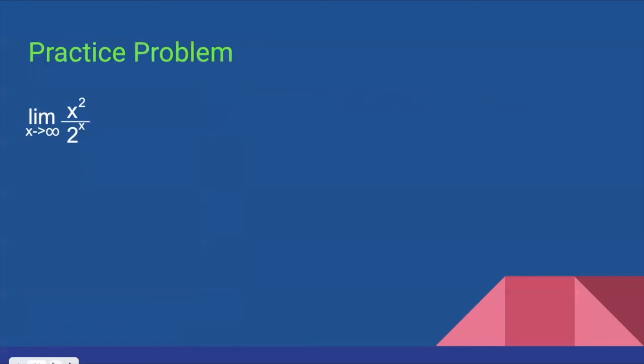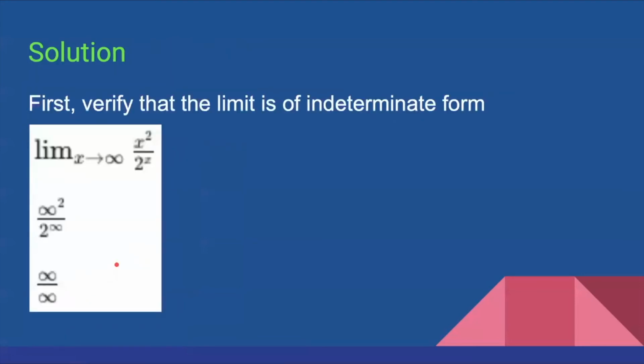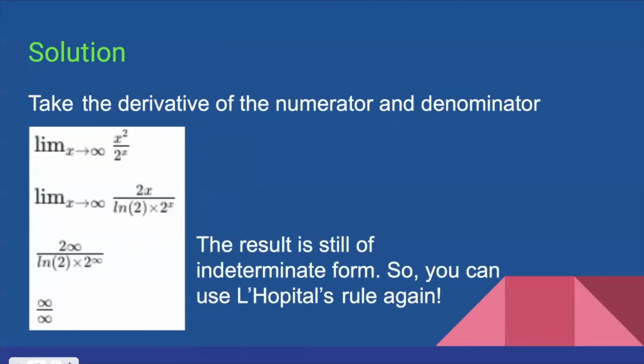All right, here's another practice problem. All right, so the answer is first you verify that the limit is of indeterminate form. So you plug in infinity for x, you'll get infinity over infinity, which is indeterminate. All right, you take the derivative of the numerator and the denominator. So the derivative of x squared is 2x. The derivative of 2 to the power of x is ln 2 times 2 to the power of x.